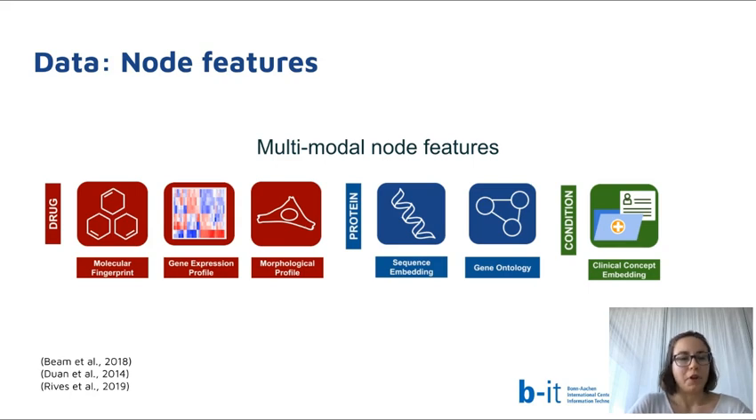As a layer on top, we used node features for each of the node types. So for the drugs, we had molecular fingerprints, their gene expression profiles, and their morphological profiles. For the proteins, we had sequence embeddings and generated gene ontology fingerprints. And for the conditions, we used clinical concept embeddings.